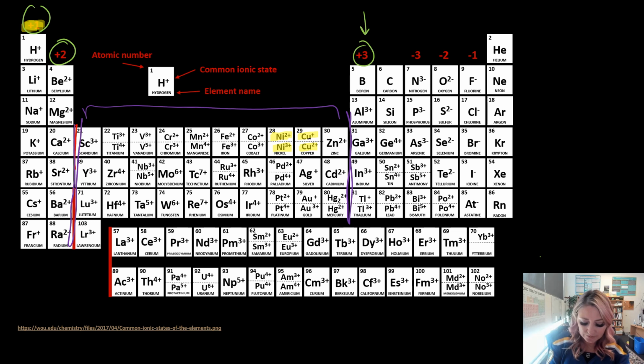The ones I want to draw your attention to that you should probably have memorized are exceptions to this rule. That is zinc, which always has a +2 charge, silver, which always has a +1, and cadmium, which always has a +2. We don't use cadmium much, but those are just good to have in your back pocket.